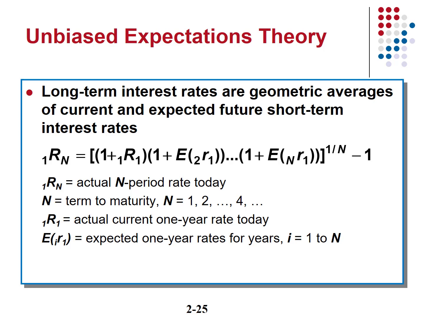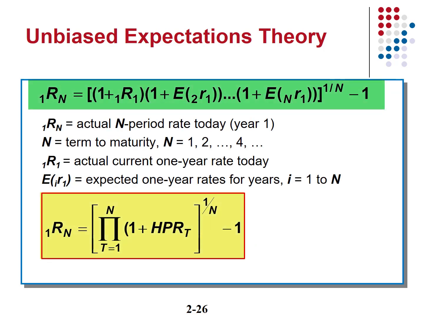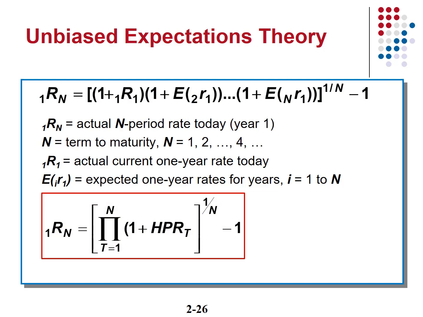Unbiased expectations assumes no interest rate volatility. The rates used here should be zero coupon rates called spot rates. The equation at the top and the one at the bottom are the same. What the sigma is to addition, pi is to multiplication. We're using observable spot rates to imply a future rate, and the example is on the next slide.